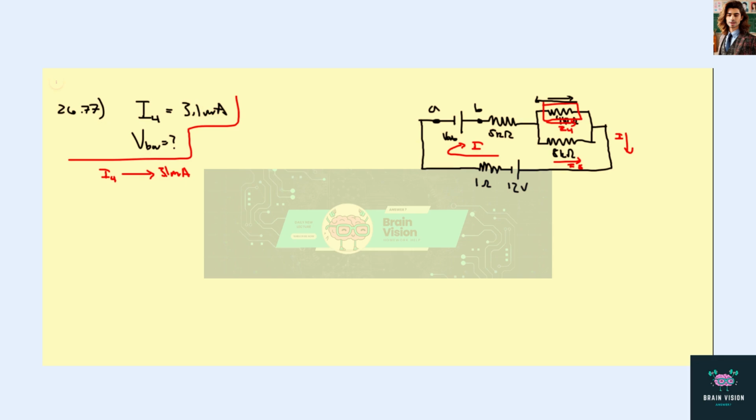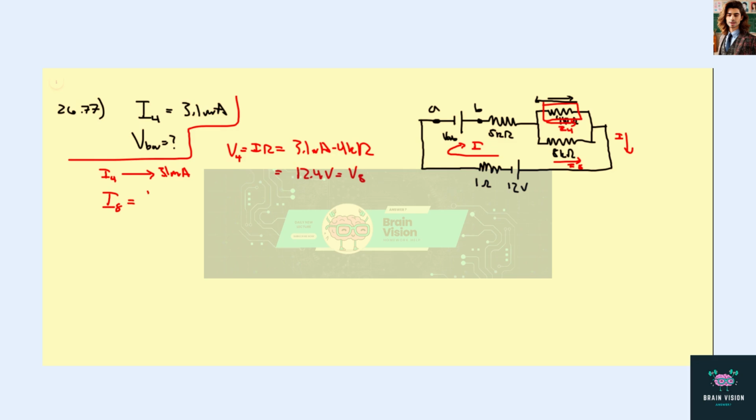The voltage across the 4 kilo ohm resistor is just given by Ohm's law. V equals IR, which is 3.1 milliamps times 4 kilo ohms, and that comes out to 12.4 volts. So this is the voltage across the 4 kilo ohm resistor, and the voltage drop across the 8 kilo ohm resistor must be the same. But we know the current is going to be different. So this also equals V8.